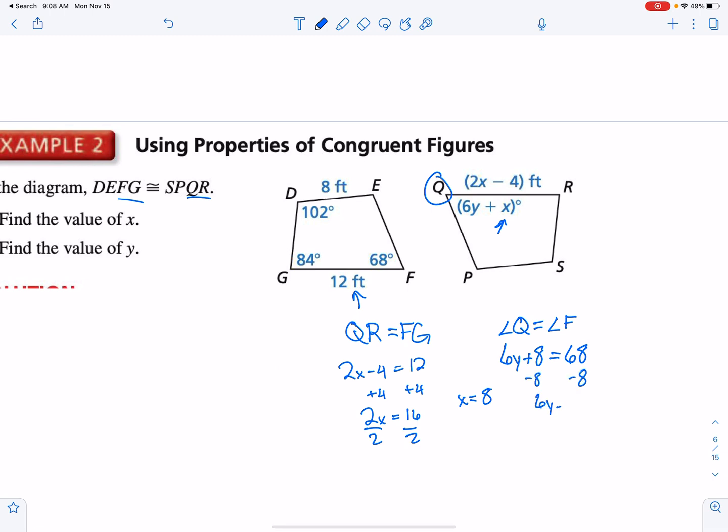I get 6y is equal to 60. I divide by 6. Y is equal to 10. So again, you have to kind of work through this problem and make sure you have enough information to solve the parts you need. Once you identify those corresponding parts, though, it should be pretty straightforward.